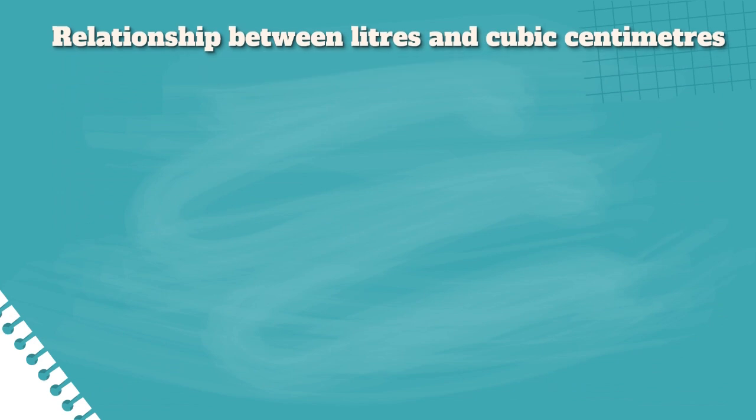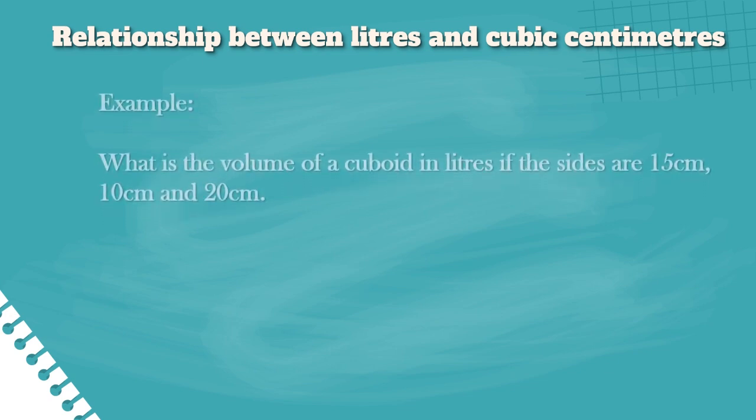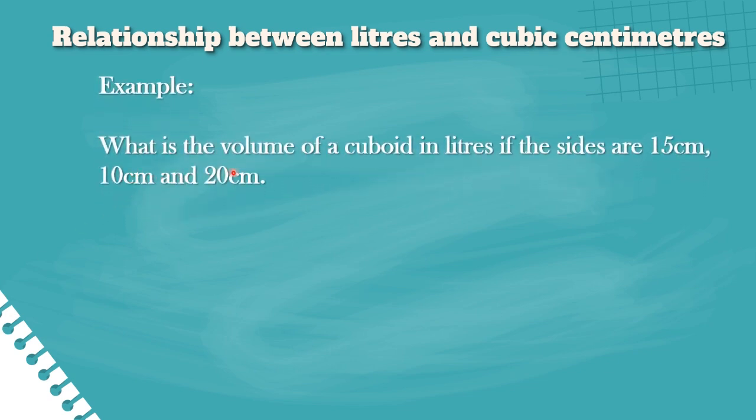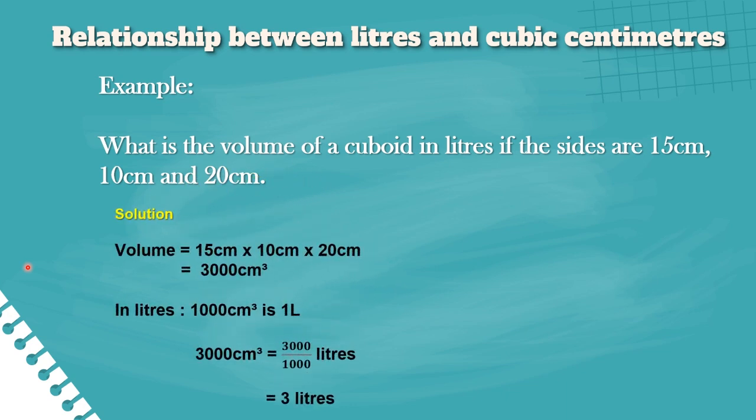We are still looking at the relationship between liters and cubic centimeters. Example: what is the volume of a cuboid in liters if the sides are 15 centimeters, 10 centimeters, and 20 centimeters? I've explained that earlier. I think it's a repetition, so you can also look at it again. Volume, first of all, multiply your 3 dimensions, length times breadth times height. Then you take it to liters. Since the question is asking volume of cuboid in liters, you divide by 1000. The answer you get in centimeter cube, you divide by 1000 to get the liters.